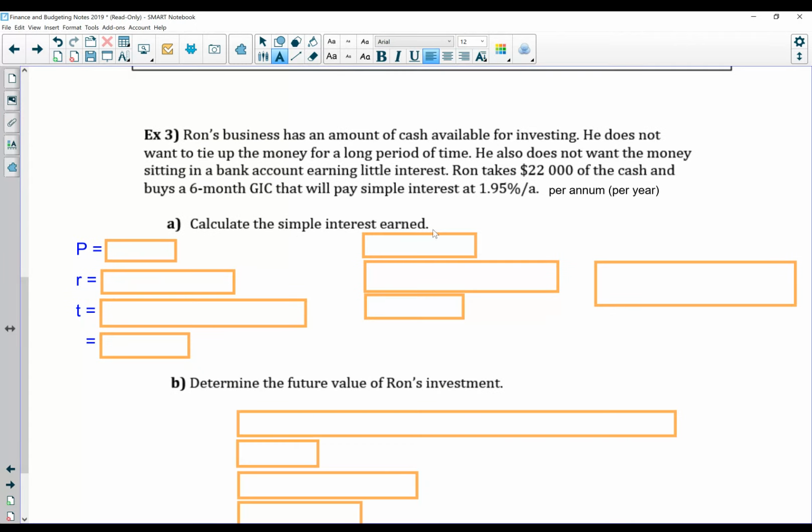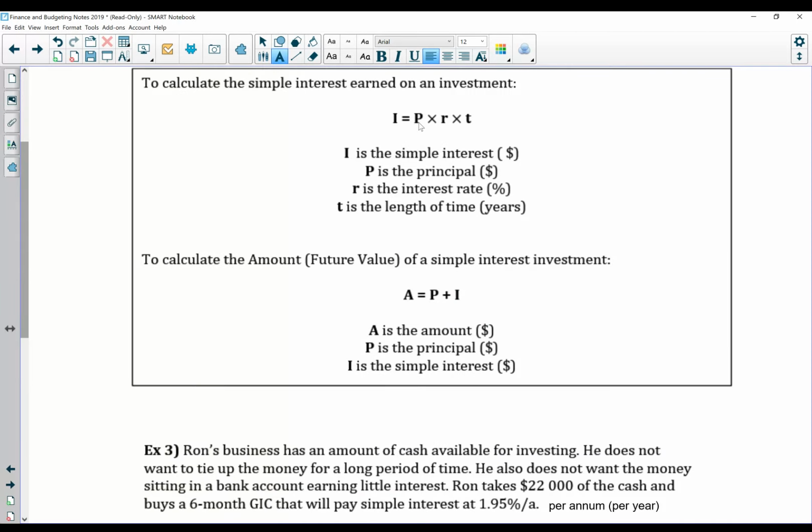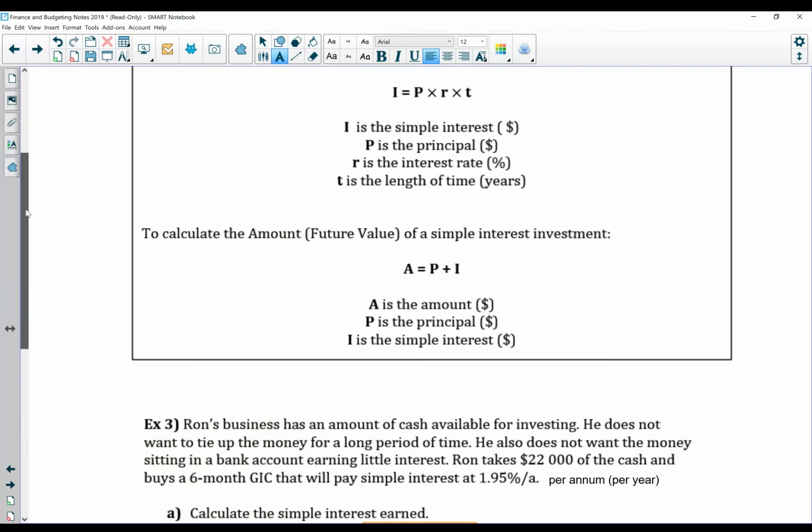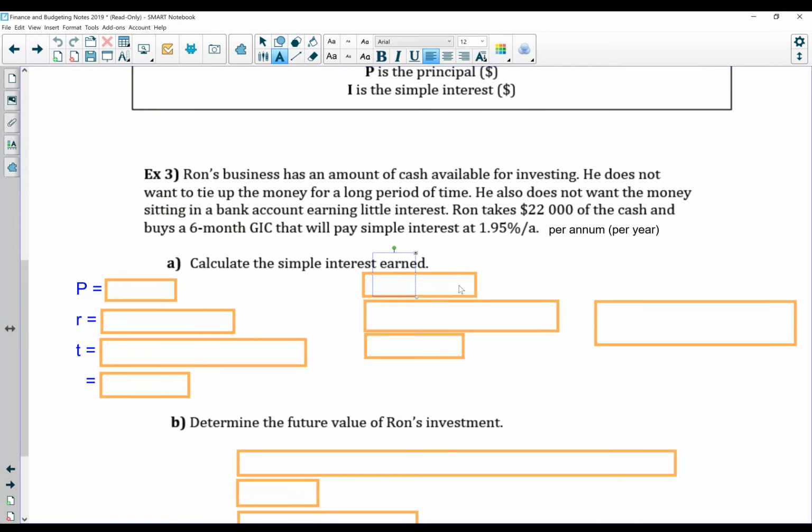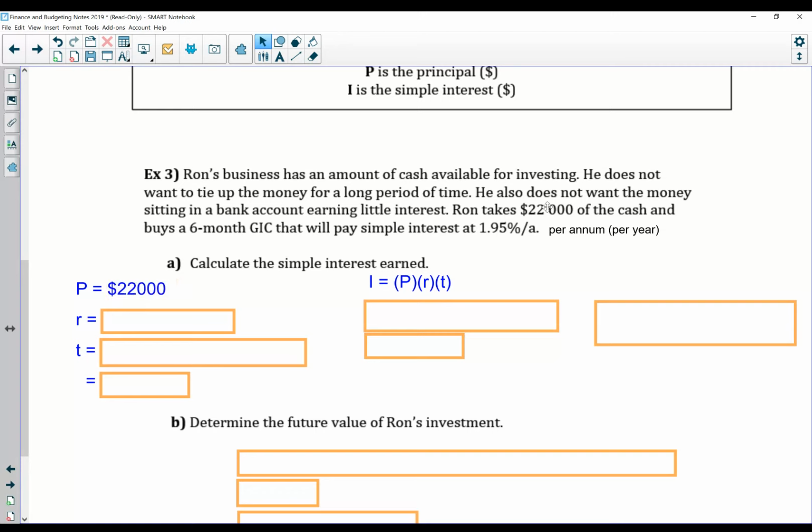So it says calculate the simple interest earned. First of all, for simple interest, we're going to use this formula back up here: I equals P times R times T. Of course, remember the brackets just mean multiply. So my principal, P in this case, is $22,000. That's the original amount of cash. R is my interest rate as a decimal: 1.95% divided by 100 is 0.0195. So that's my R value.